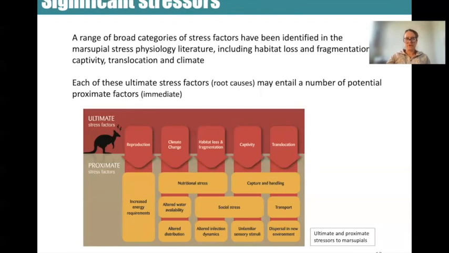So for the stresses for marsupials, there is a range of broad categories of stress factors that have been identified, and these include habitat loss and fragmentation, captivity, translocation, and climate. So each of these ultimate stress factors, which are essentially the root causes, may entail a number of potential proximate factors. So the more immediate factors that are influencing animals.